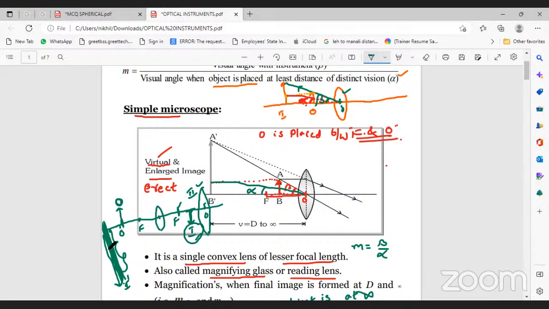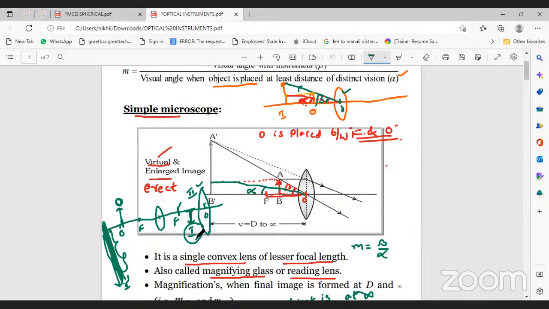Yes, sir. So in the second case, we are producing an inverted image. No doubt it is a virtual image, but it is not erect, and it is very enlarged. To get this, how many lenses are we using? Two lenses, sir. If you use this type of microscope, we call it a compound microscope.